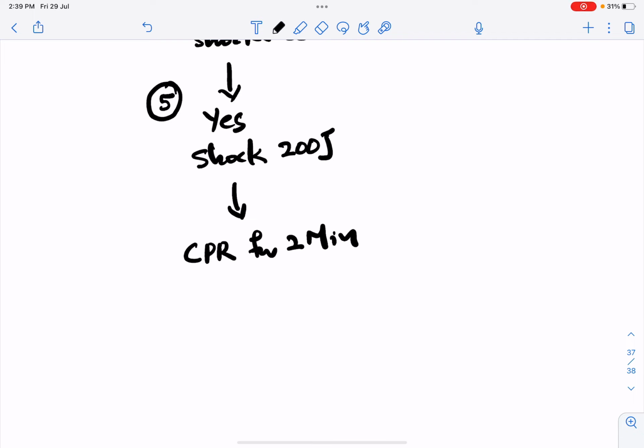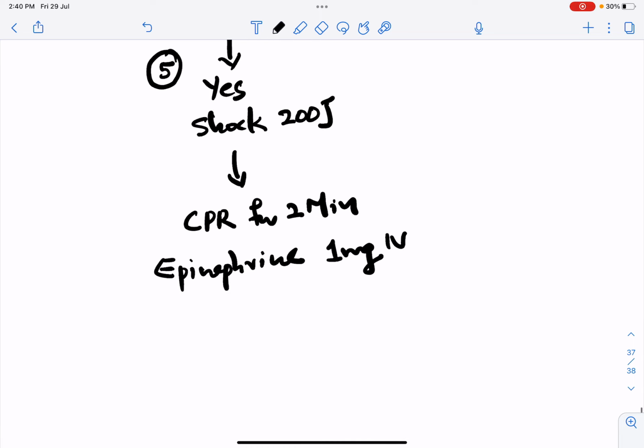Again, you have to continue CPR. If there is no pulse, you have to continue CPR. Here comes the first drug of ACLS. That is our adrenaline or epinephrine. The dose of epinephrine is 1 mg IV. And we have to consider this epinephrine every 3 to 5 minutes in the following part of resuscitation. So the first drug is epinephrine 1 mg every 3 to 5 minutes. So that's our sixth step.